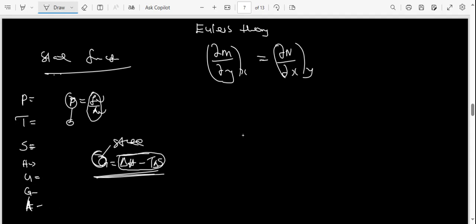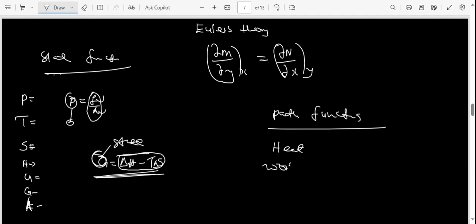Then let's talk about path functions as well. So path functions, what are these? The best examples: suppose we have heat. Heat will be a path function. And also work will be a path function. And also we can have specific heat capacity, which is just C. So these are path functions.